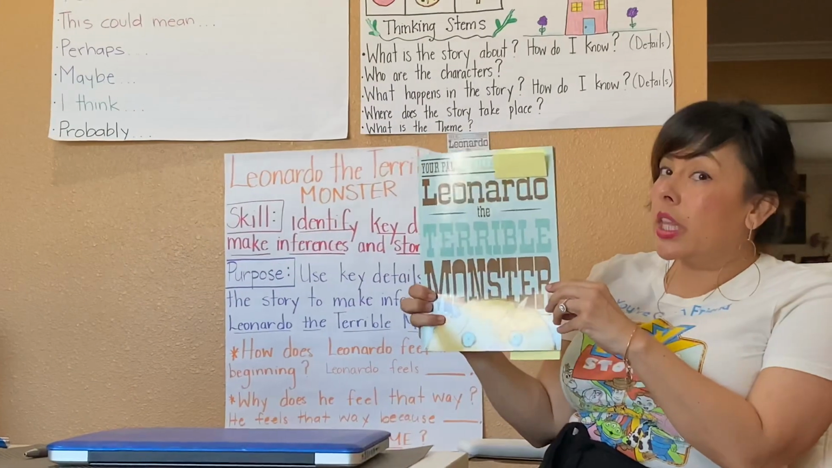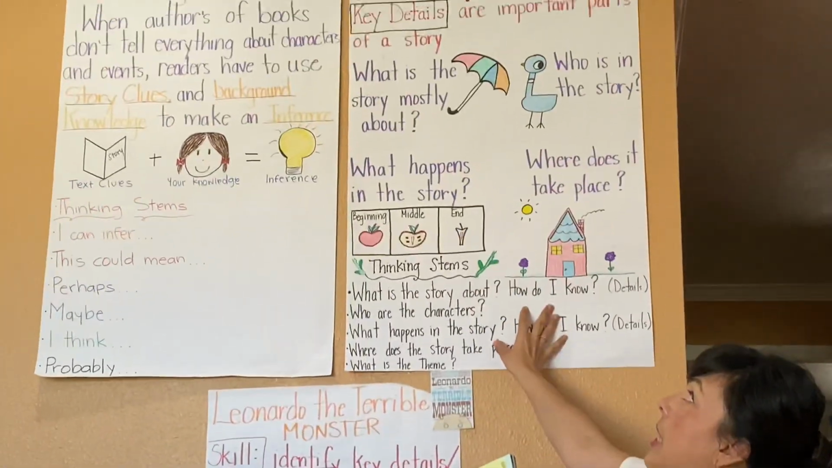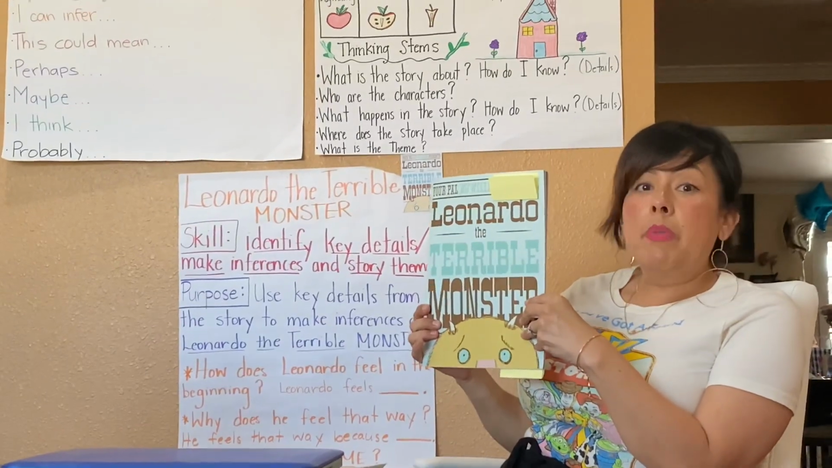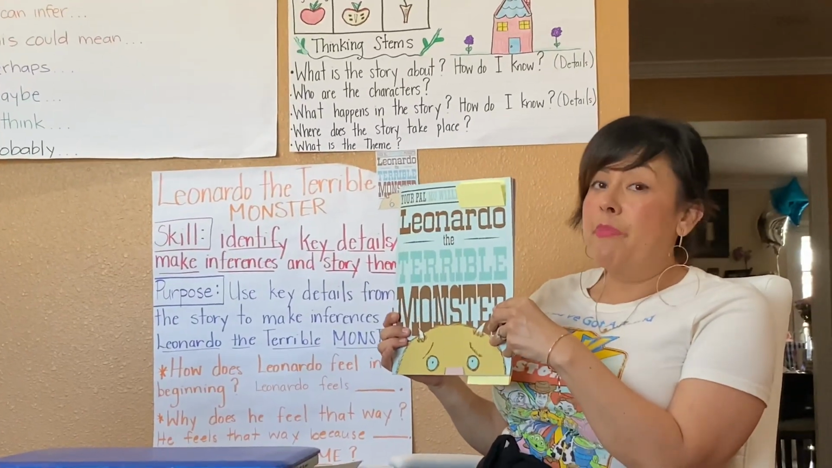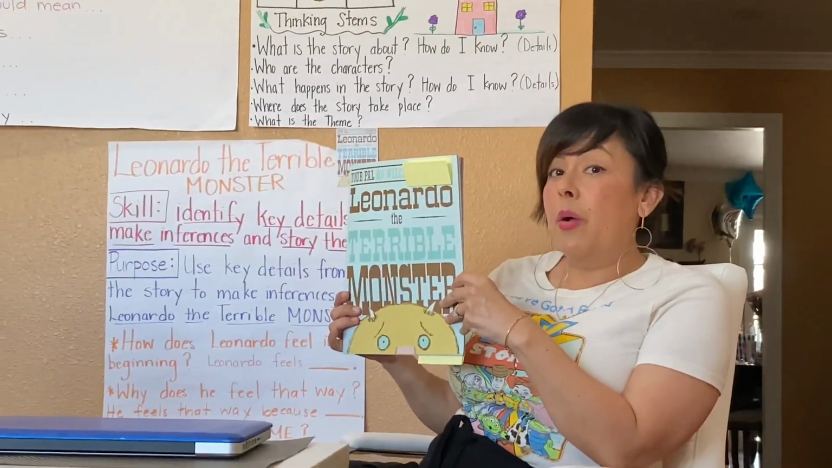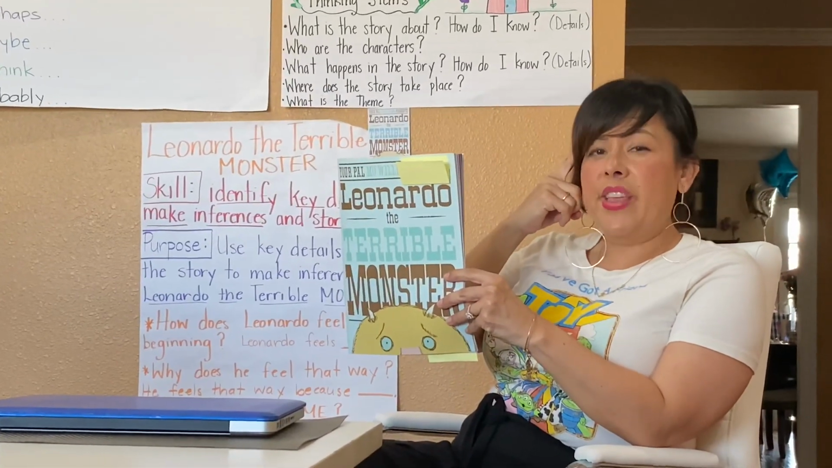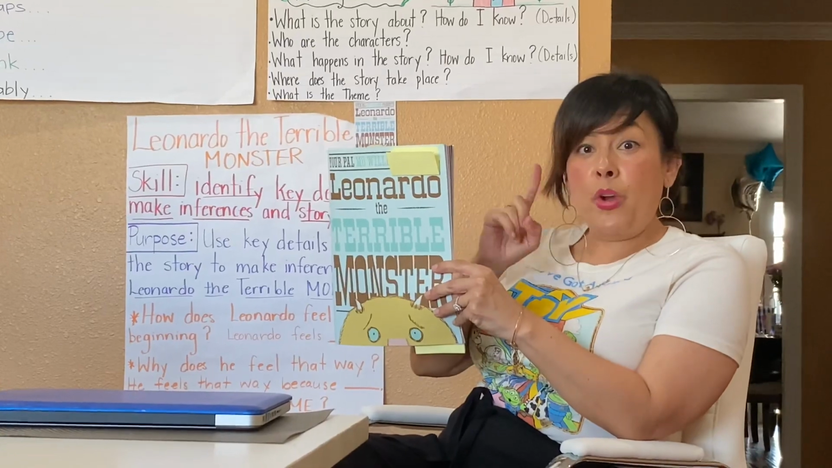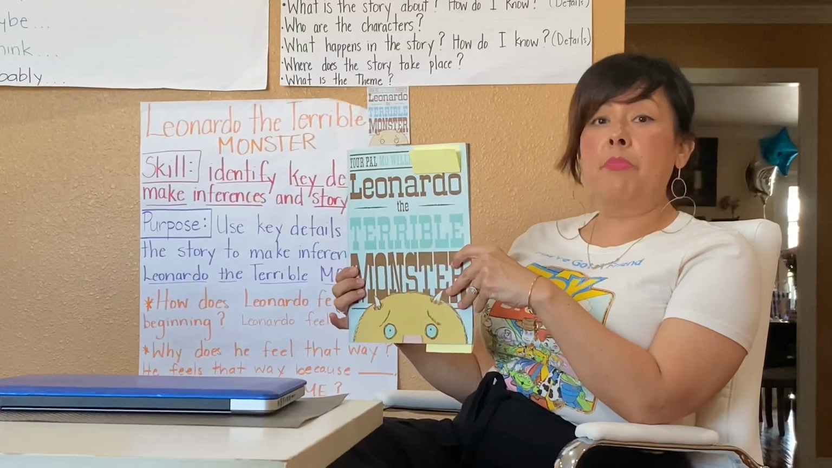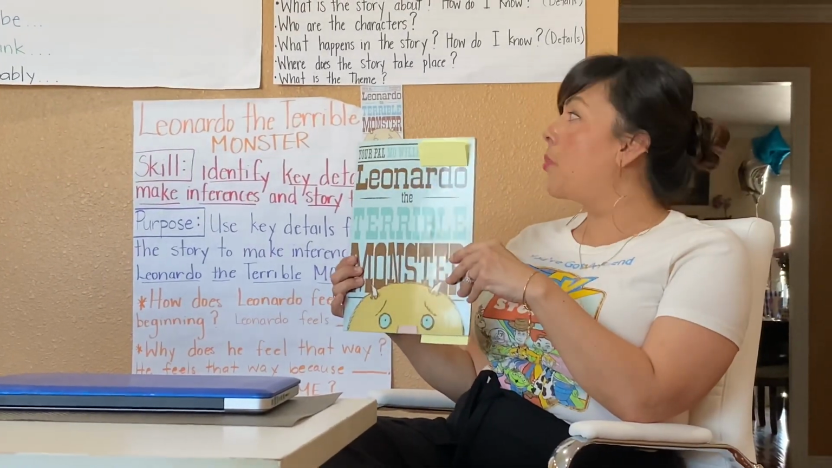So today we're going to be doing an interactive read aloud on Leonardo, the terrible monster. So I'm going to quickly go over our strategies that we're going to be using today. Okay, we have key details, things that are important from the story: beginning, middle, end, characters. And then we have making inferences. When authors don't give us everything that we need to know from the book, they give us clues, and then we use our own knowledge to come up with an idea, an inference. Remember, we're using our stems. We're using I can infer, this could mean, perhaps, maybe, I think, and probably.